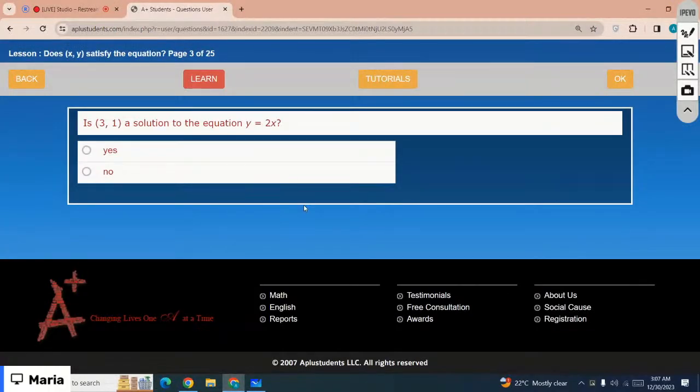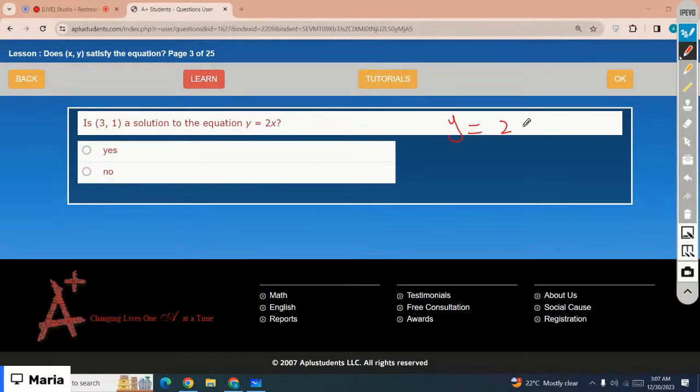Okay, the next one is, is (3, 1) a solution to y equals 2x? So let's see if it is the solution. The equation is y equals 2x, x is 3 and y is 1. Replace the values in the equation, right? y is 1, 2 times x, x is 3. 3 times 2 equals 6, right? And they are not equal, so that means this isn't the solution of the equation. The correct option is no. (3, 1) is not the solution of the equation.